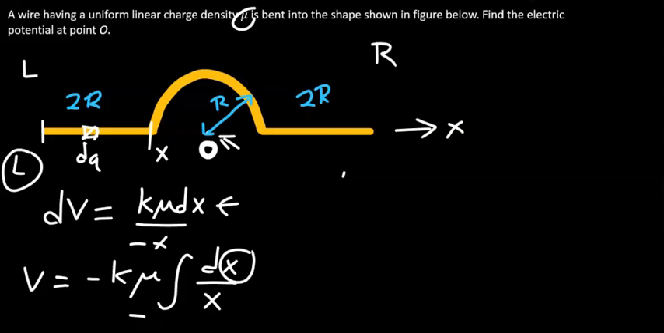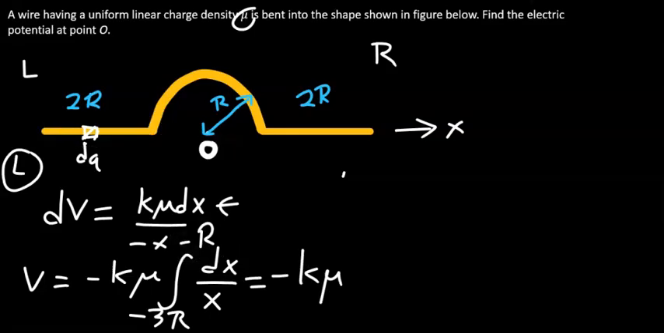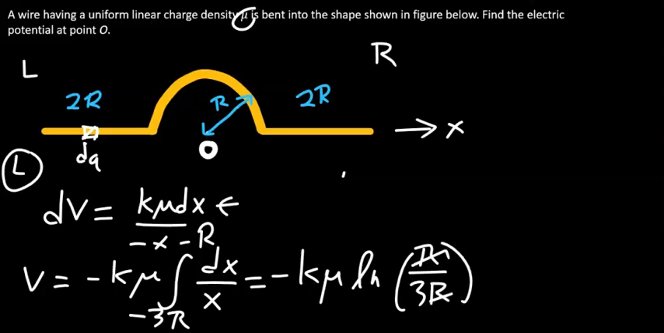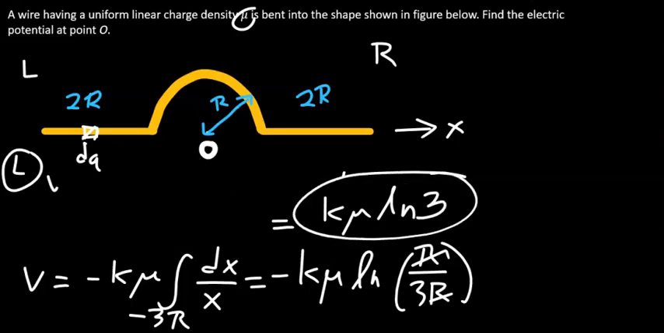will go from minus 3r, because this is r, this is 2r, so that point is minus 3r, all the way here, which is minus r. And this integral will be minus k mu natural log of r over 3r. So that's simply k mu natural log of 3. So we have a first contribution. VL is just k mu natural log of 3.